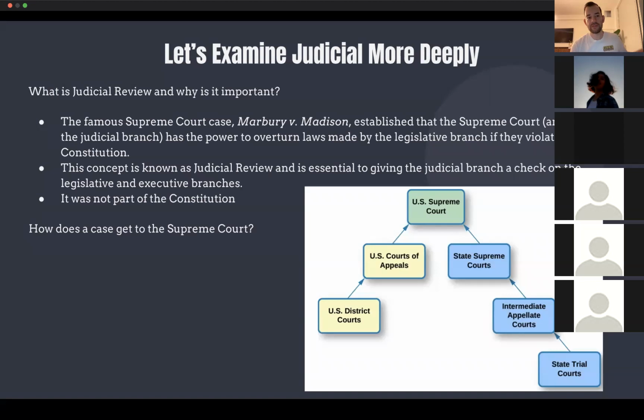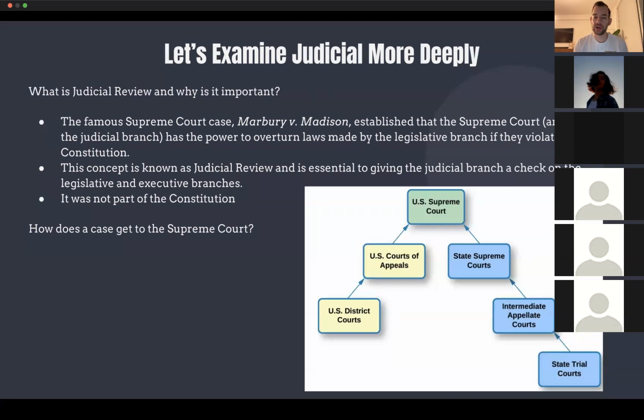Marbury versus Madison is a very complicated, complex case, and I'm not going to get into the details of it. If you go to law school, you will definitely learn about the details of it. But the only thing that you need to know is that Marbury versus Madison gives the Supreme Court the power to overturn laws that were made by Congress. So if Congress passes a law that they think violates the Constitution, the Supreme Court is able to overturn it.